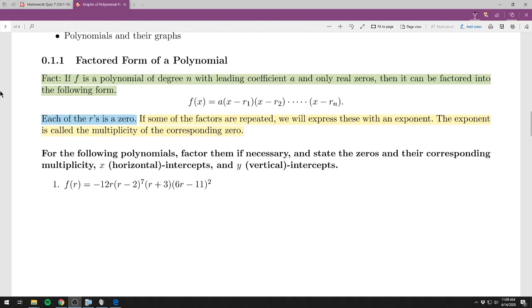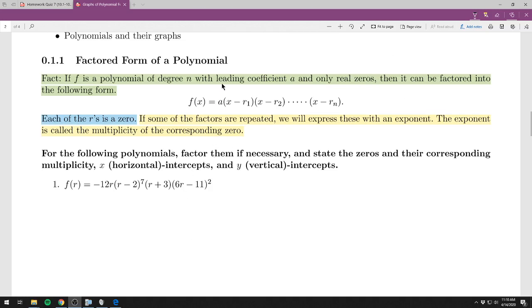This is really kind of a fact here. I'm going to read as before. Whatever is highlighted is pretty much what I want you to write down. It says if f is a polynomial of degree n with a leading coefficient a, so that's the thing that's out front, and only real zeros, that means all the zeros are real numbers. We wouldn't have any imaginary numbers popping out anywhere if we tried to figure them out. Then it can be factored into the following form.